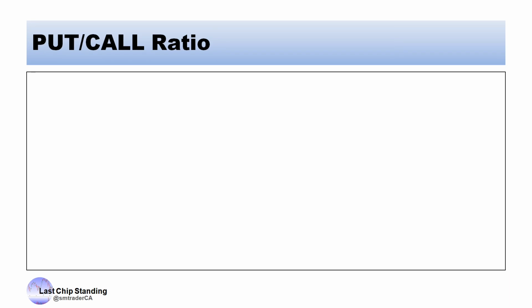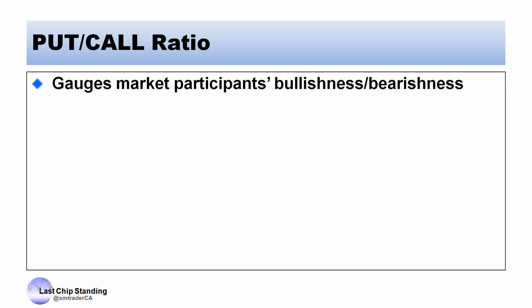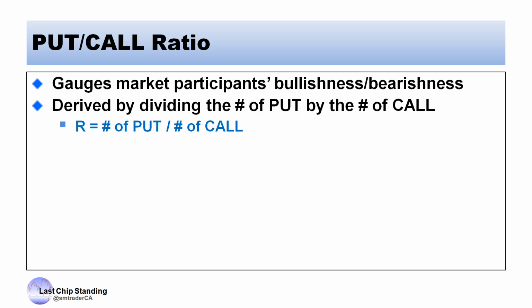The other sentiment indicator we use to gauge the market participant sentiment is the put-call ratio. The put-call ratio tells us how bullish or bearish the market participants are. The ratio is calculated by dividing the number of traded put by the number of traded call options. When this ratio is greater than 1, it means there are more put being traded than call.